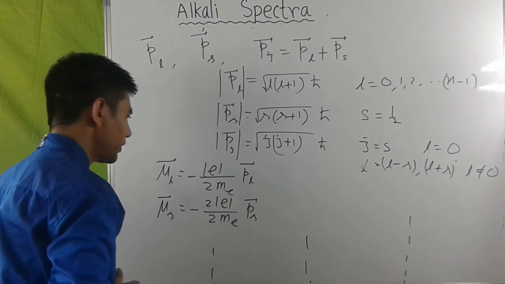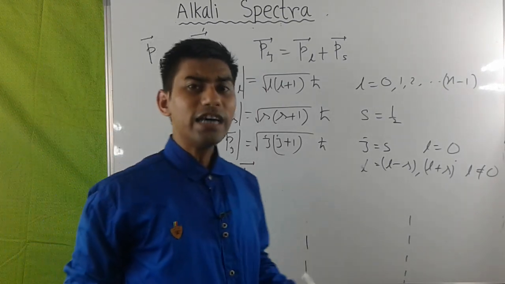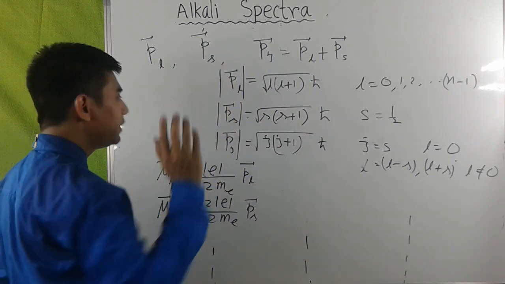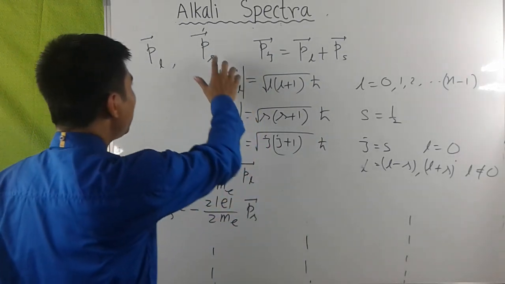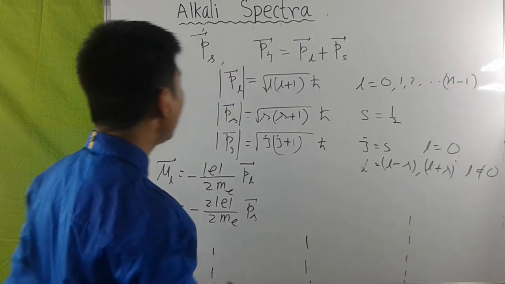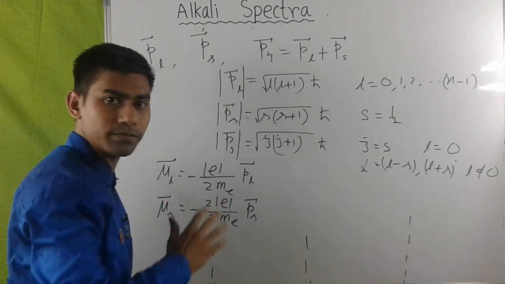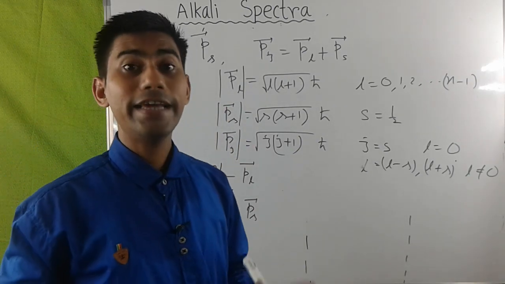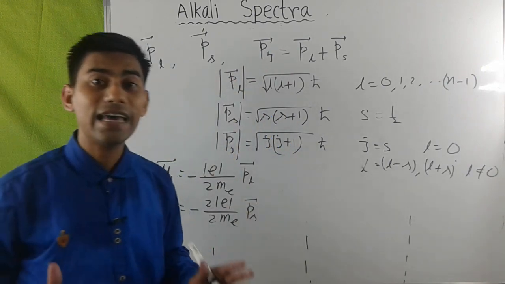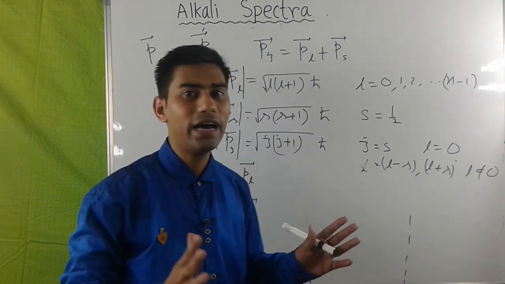Now due to the spin orbit coupling, the P_L vector and P_S vector undergo precession about the direction of P_J, and as a result a small term involving n, L, S and J is added to the energy of the electron.